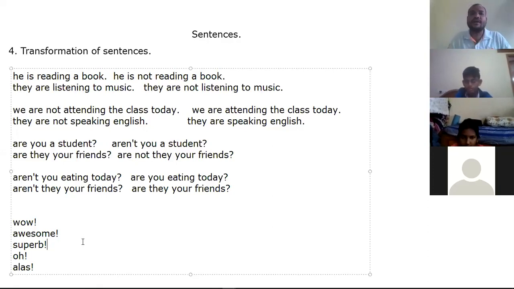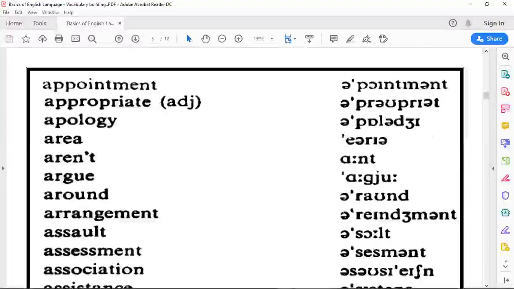Right. So now what? Today, what are the topics we discussed so far? Sentences. Sentence by sentence, then parts of a sentence, then types of sentences, and then transformations of sentences. Very good. These are the areas we discussed today. So this is the continuation of our previous class.